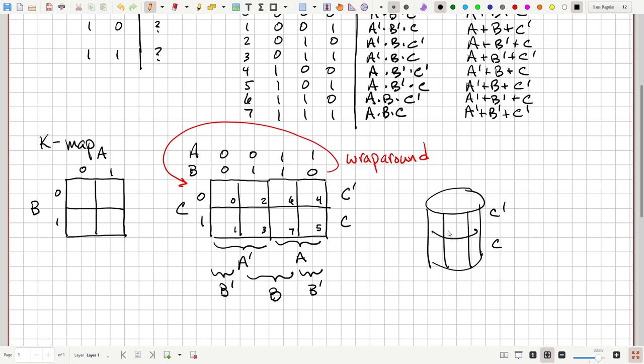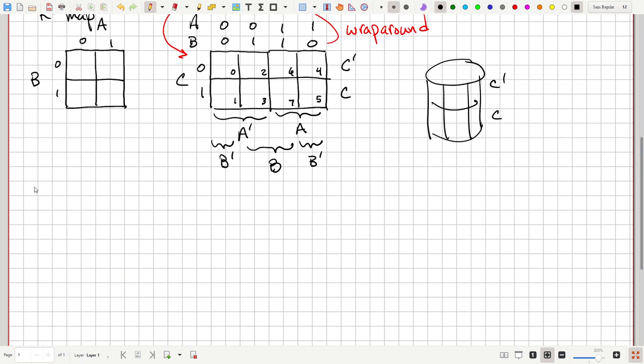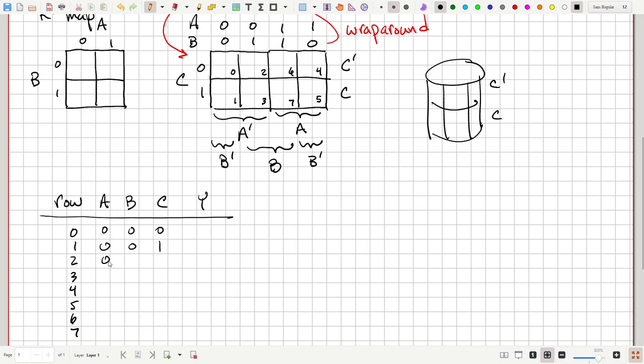Okay, let's look at an example of this. Let's write out a truth table. So here will be the row, A, B, C, and Y. Rows 0, 1, 2, 3, 4, 5, 6, 7. ABC values: 0 0 0, 0 0 1, 0 1 0, 0 1 1, 1 0 0, 1 0 1, 1 1 0, and 1 1 1. And the Y values are 1, 0, 1, 0, 1, 1, 0, 1.